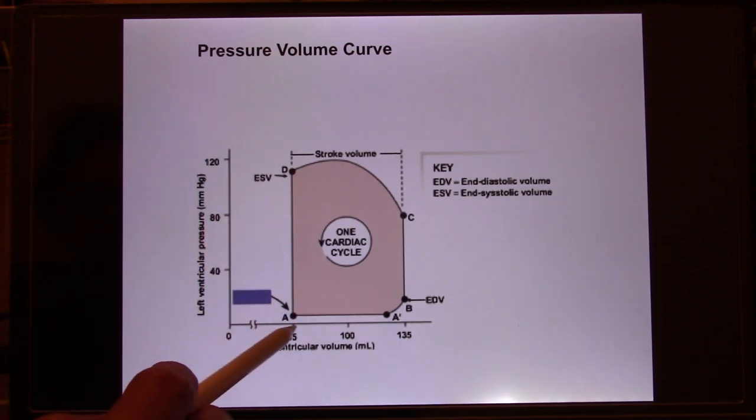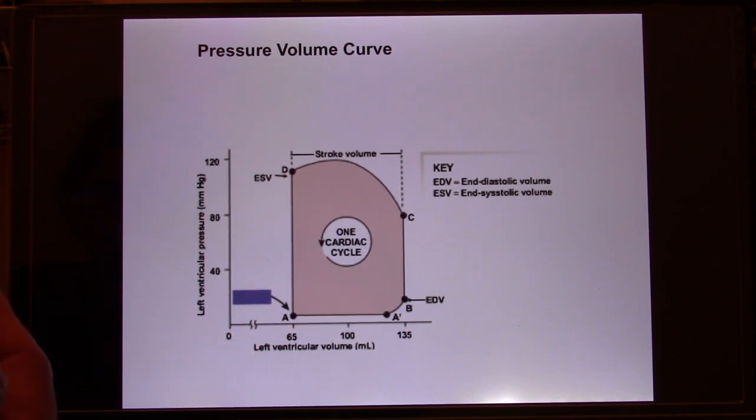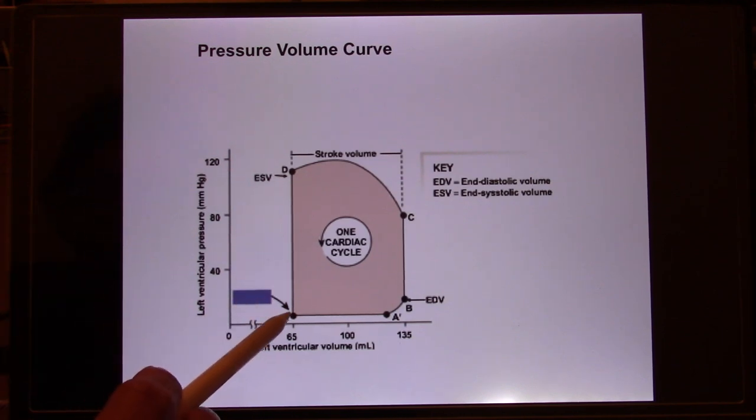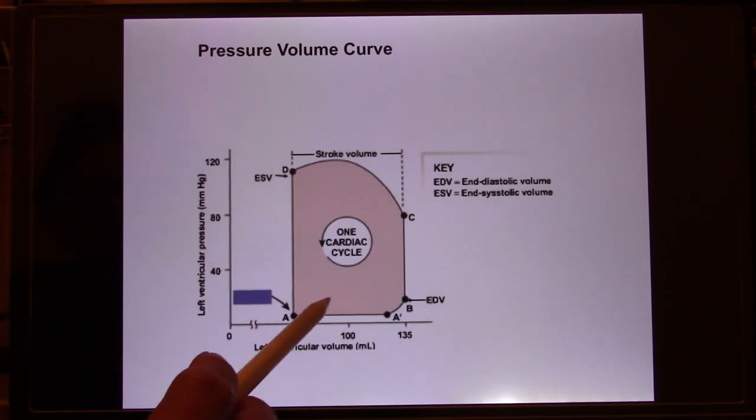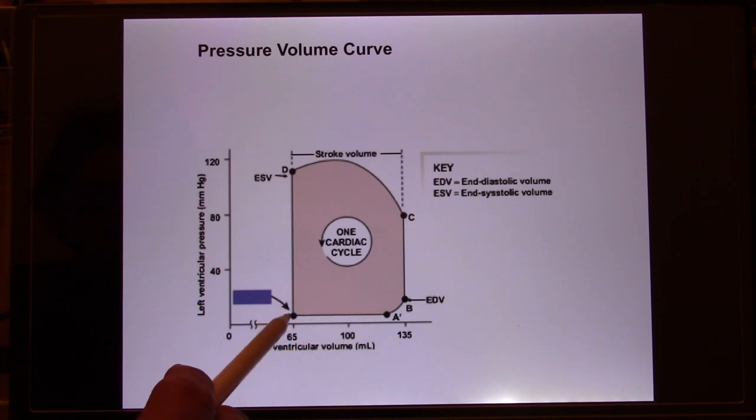So the pressure is low, the volume is low, about 65 mL, and I told you everything in the cardiovascular system is operated by the pressure gradient. So when the pressure is low, blood is going to go from the atrium to the ventricle, passive filling. When the blood goes to the ventricle, the volume starts to increase. The heart is still relaxed. So nothing has happened in the pressure yet.